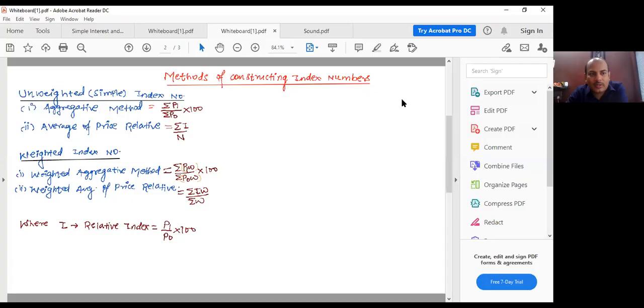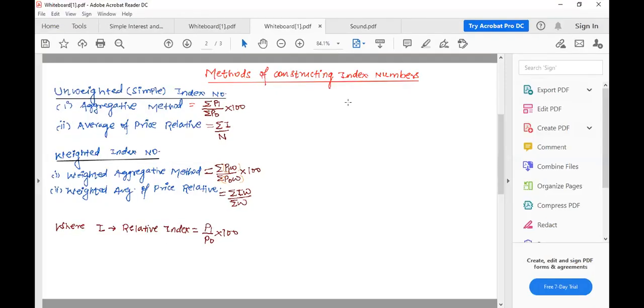There are two methods. One is unweighted, which is also called simple index number, and the other is weighted index number. Under unweighted index number, I have two types. First is called the aggregative method and the other is called average of price relatives. And whenever I'm encountering the word relative, it means I'm talking about relative index basically. So it is average of price relative index. Second is weighted index number: the weighted aggregative method and the weighted average of price relative.